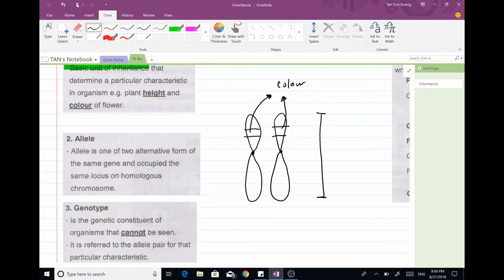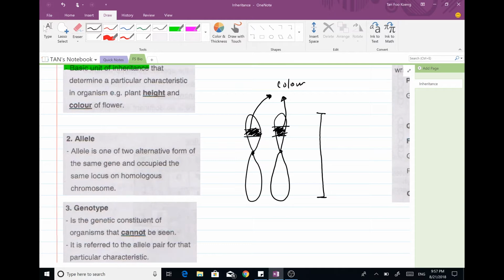And then what is allele? Allele is the alternative form of that gene. Allele is the alternative form of the same genes. Let's say if this gene determines that the color of the hair is black, the alternative gene, which is allele, could determine the other color of that hair. Let's say it's bronze.